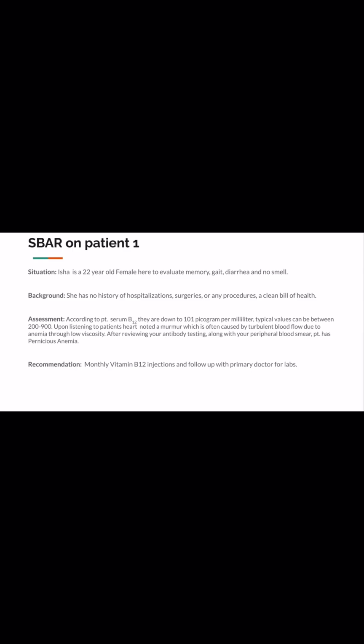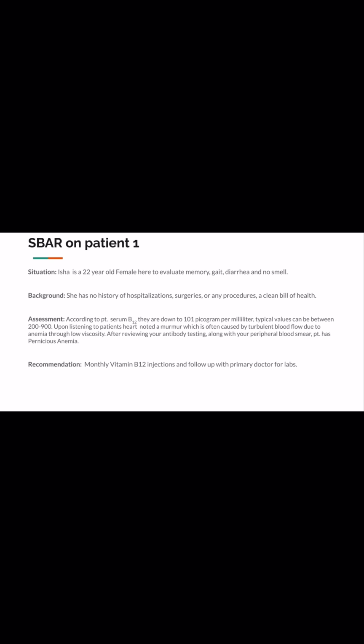So now we're going to talk about SBAR on patient 1 and 2. SBAR was created to facilitate clear and concise communication in high-risk situations, such as healthcare settings. It provides a structured framework for transferring information, ensuring accuracy, and reducing the potential for communication breakdowns. So to start, we have the situation.